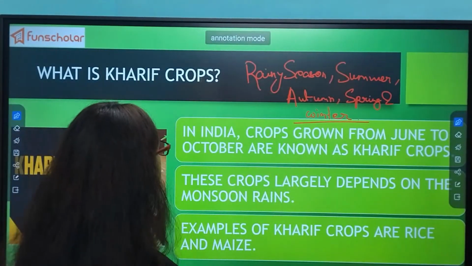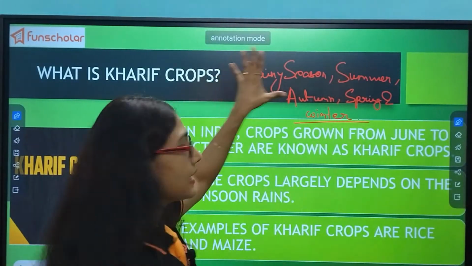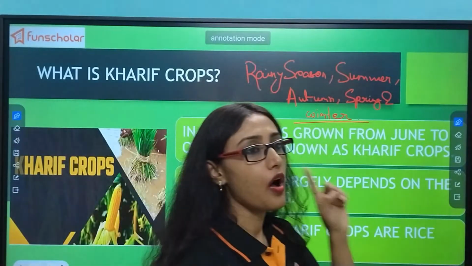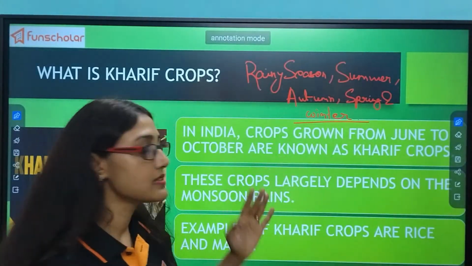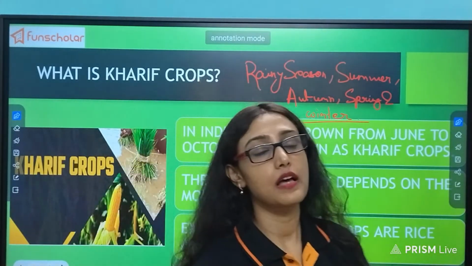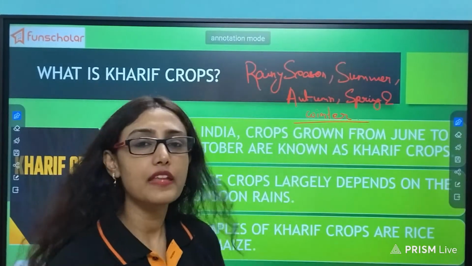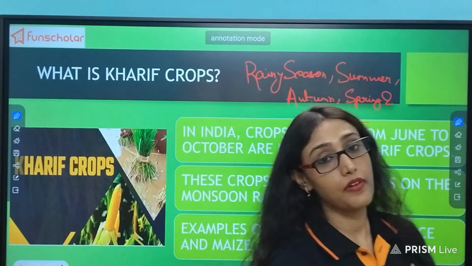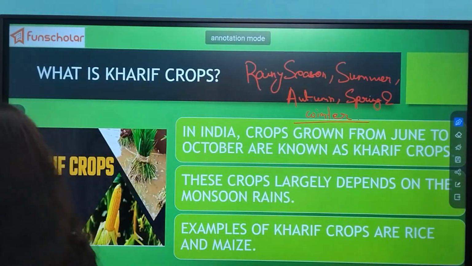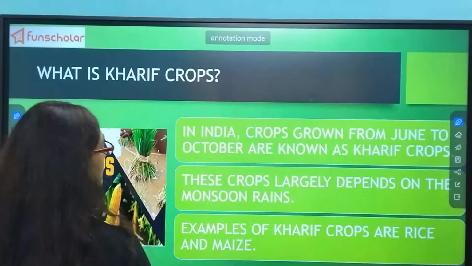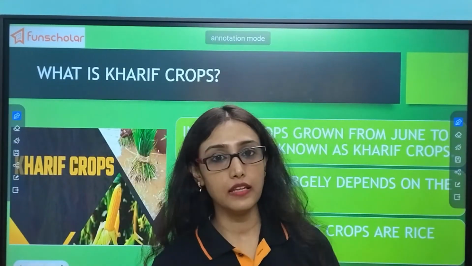So India is basically a place where different kinds of seasons take place. So one crop is not grown throughout the year. In different seasons, different types of crops are grown. That is why India is such a place where different varieties of crops can be found in comparison to other countries.